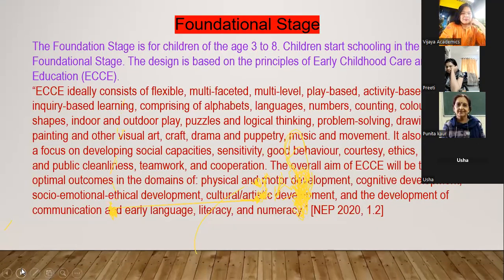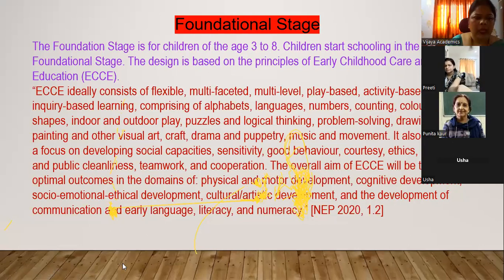Now see, this is the second topic of today's webinar, and it is related to all the stages. The first stage is the foundational stage. Might be some of you are aware of it. What is the foundational stage? The early years. Yes, the early years. The foundational stage, as given in NEP 2020. All those things are based on NEP 2020 only.